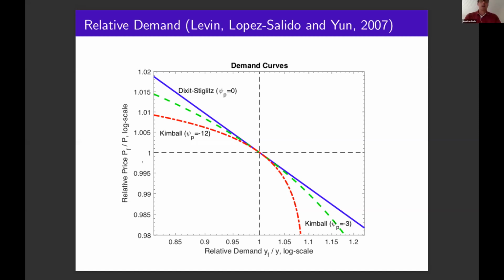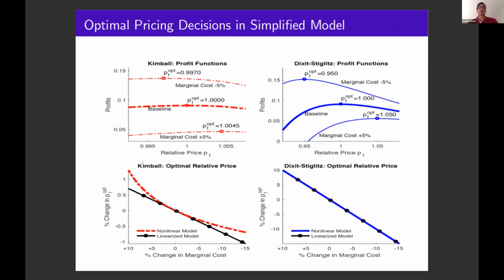In the Kimball aggregator, for a small shock, when you are close to the steady state, basically it's going to be similar. But for large shocks, when you have a big recession or big shock, you're going to come down to this quadrant where it's not going to be of interest for firms to cut their prices much. So you're going to have these nonlinear pricing functions.